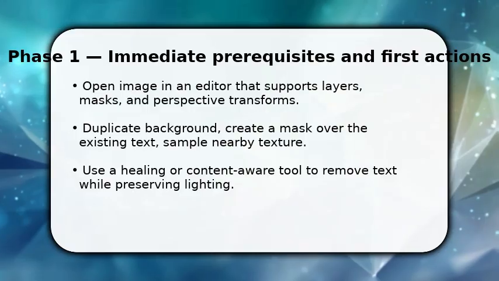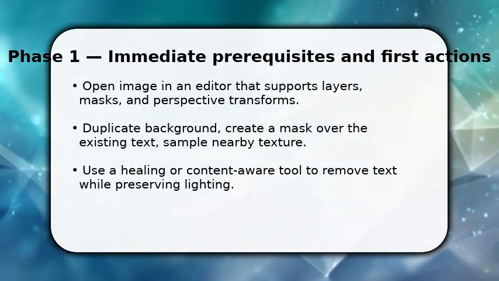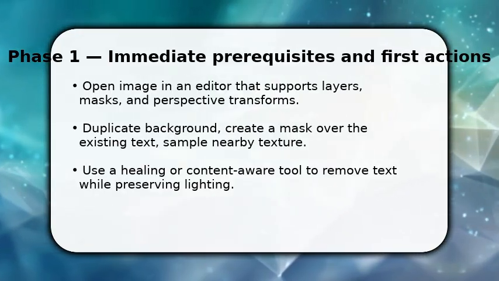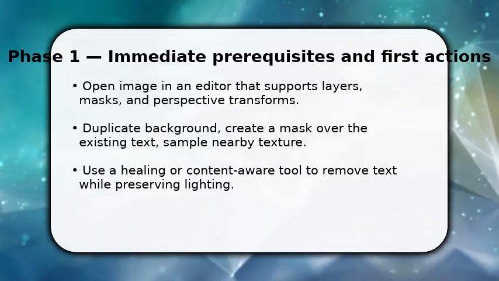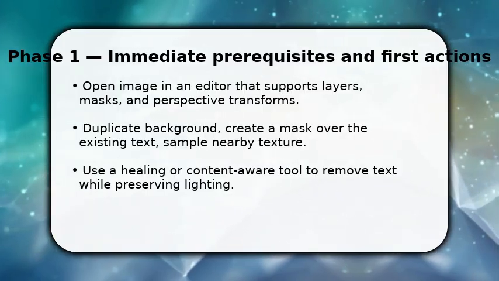You start by isolating the text you want to change. Duplicate the background layer, then mask the area precisely. Use a healing or content-aware tool to remove the original letters, sampling nearby texture and brightness so the fill matches. Once done, clean edges with a small soft brush and refine the mask.